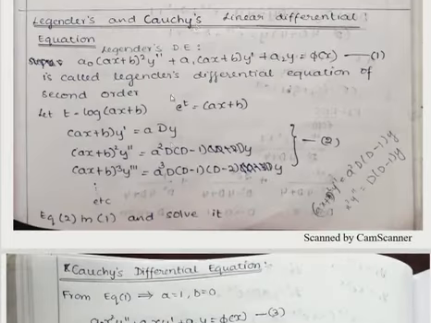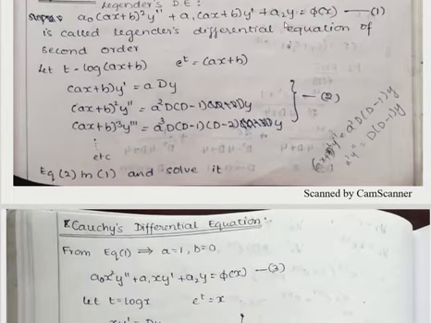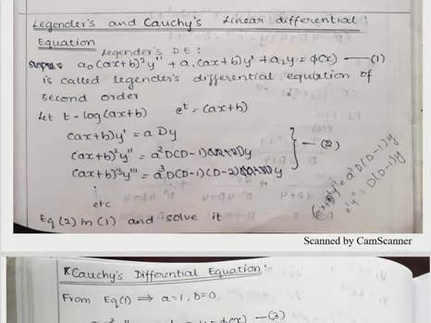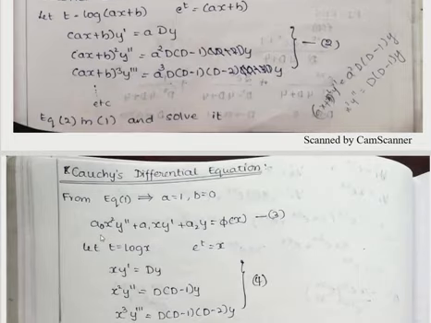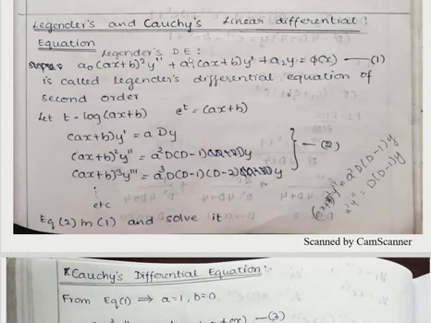We reduce Legendre's differential equation into Cauchy's linear differential equation by taking the substitution a equal to 1 and b equal to 0 in equation 1. Now the equation becomes a0 x^2 y'' plus a1 x y' plus a2 y, that is equal to φ(x). For Cauchy's differential equation the substitution is t = log x or e^t = x. For Legendre's differential equation the substitution is t = log(ax+b) or e^t = ax+b.